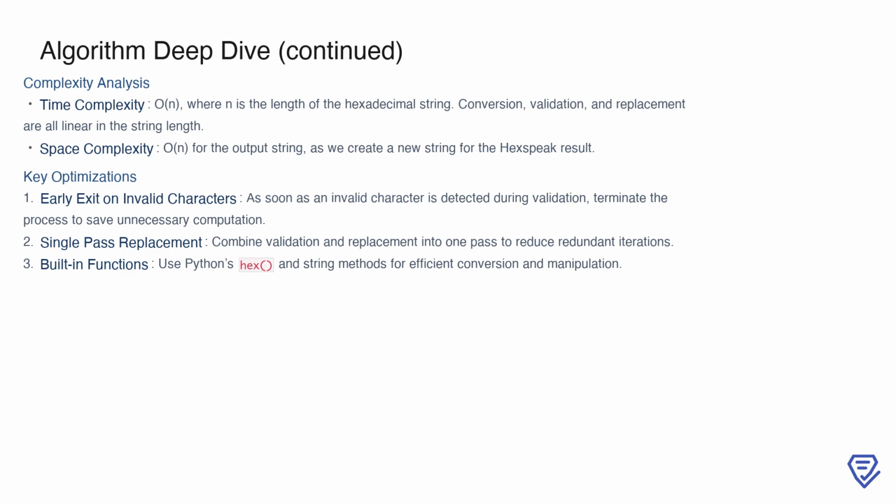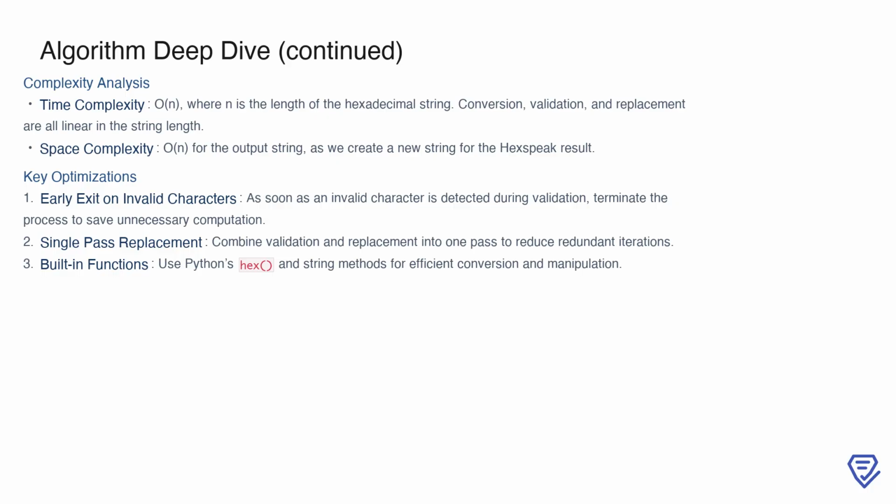The time complexity is O(n), where n is the length of the hexadecimal string. This accounts for the conversion, validation, and transformation steps, all of which operate linearly with respect to the string length. The space complexity is also O(n), since we create a new string to store the Hexspeak result. There are several optimizations to keep in mind. For instance, we can terminate the validation process as soon as an invalid character is detected, avoiding unnecessary computations. Additionally, validation and replacement can be combined into a single iteration to further reduce redundant passes over the string.